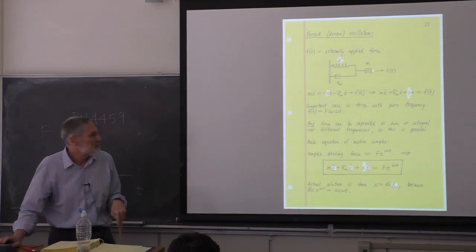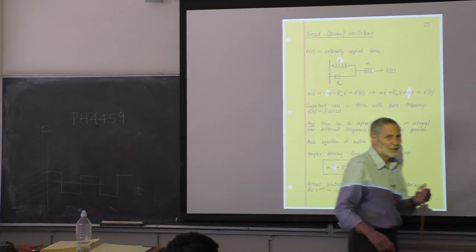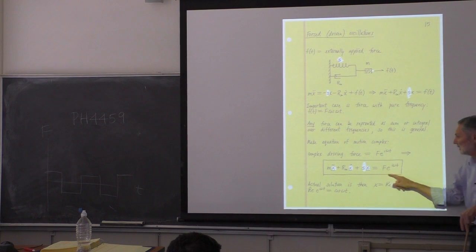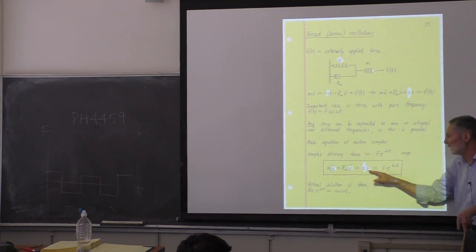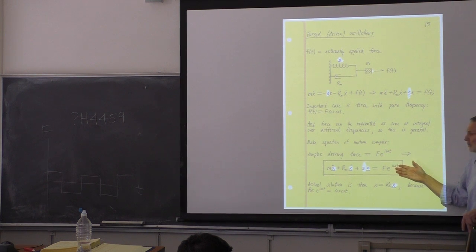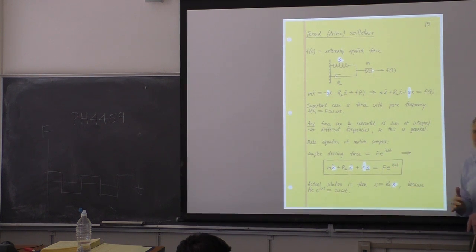Now, this is not a homogeneous equation. There's not a zero here. There's a term that doesn't involve x. It's linear in x except for this term, so it's called inhomogeneous. So do you remember your differential equations? How do you solve this?